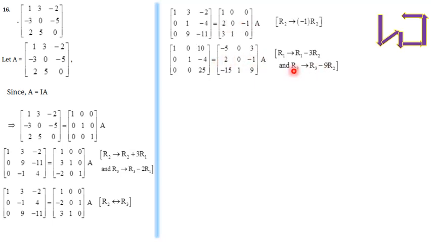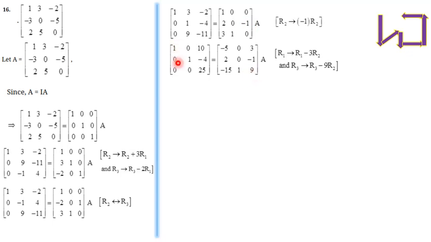And R3 changes to R3 minus 9 R2. R3 is 3 minus 9 into 2, that is 3 minus 18, 3 minus 18 is minus 15. Next R3 is 1 minus 9 into 0, 1 minus 9 into 0 is 1. Next 0 minus 9 into minus 1, that is 0 plus 9, that becomes 9.